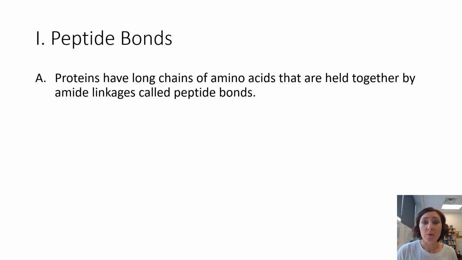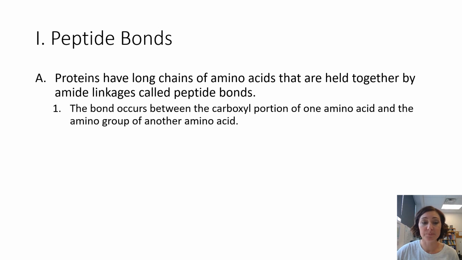So these amino acids are held together by amide linkages, and in proteins, we consider those amide linkages to be peptide bonds. The bond is going to occur between the carboxyl portion of one amino acid and the amino group of another. So we're essentially taking a carboxylic acid and an amine group, and we're forming an amide bond. We've already done this reaction before. We're simply forming an amide bond.